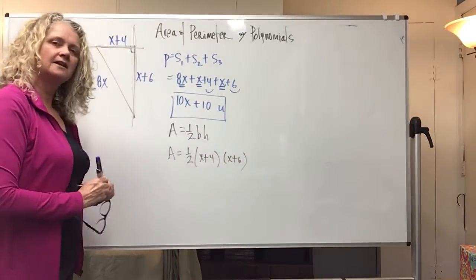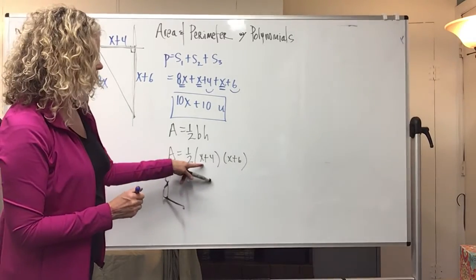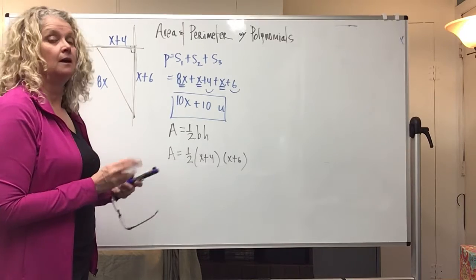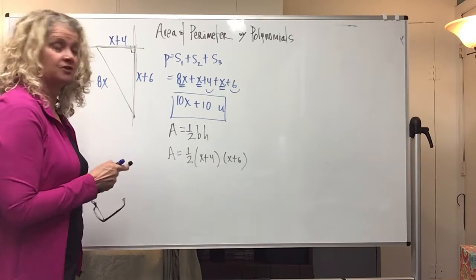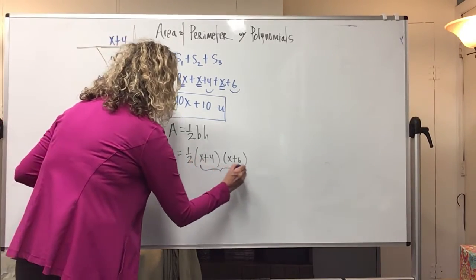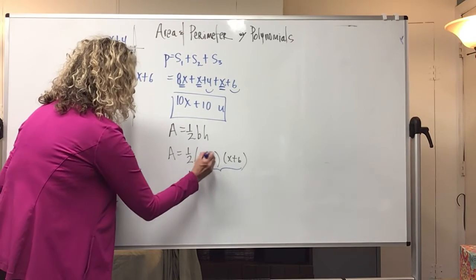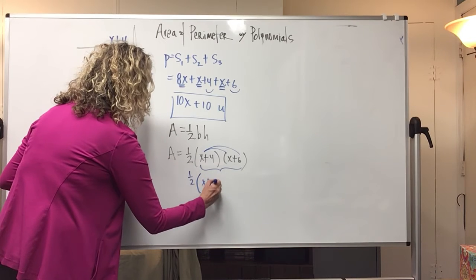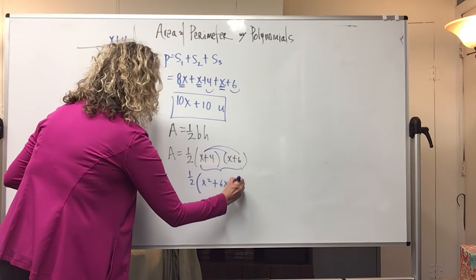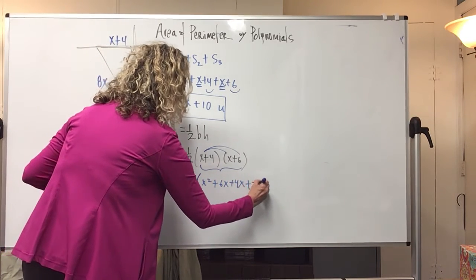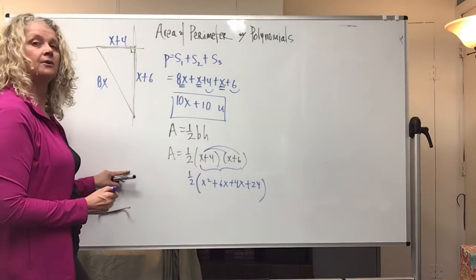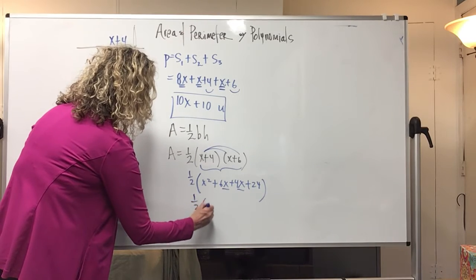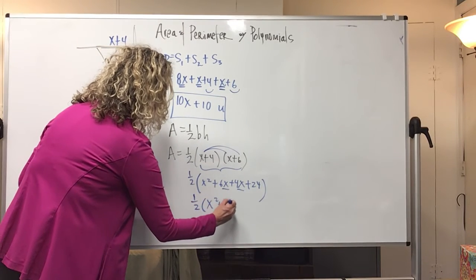Now notice here, if like in the previous problem, I distribute the half in, I'm going to get a fraction, which makes it a little more difficult to FOIL. Either way you do it, you're going to get the same result in the end. I'm going to start by foiling this portion. So I'm going to get x squared plus 6x plus 4x plus 24. I'm going to combine like terms. And at every step, it's helpful to always combine like terms.